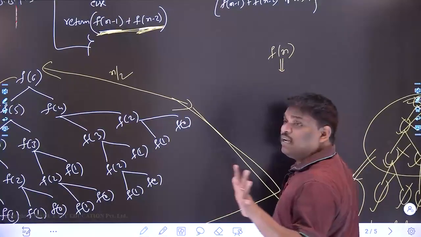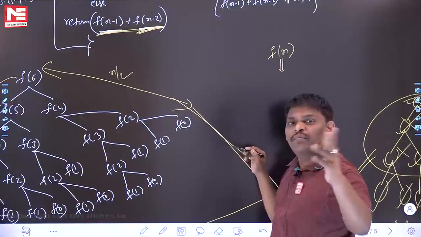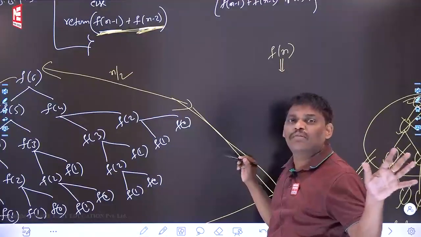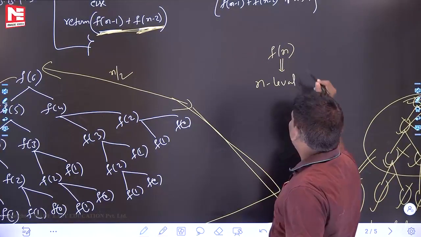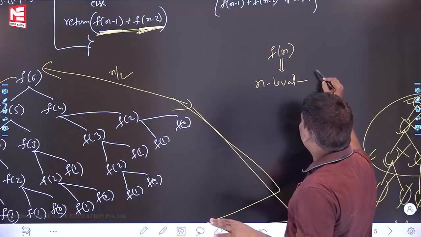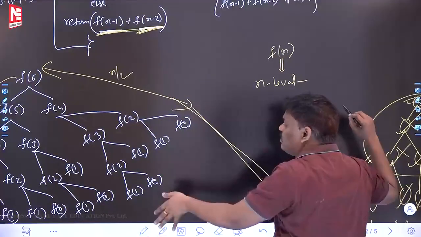Fibonacci of n will generate how many level tree? Left n levels, right n by 2, it's okay, but maximum levels you have to say. How many level tree? N level. N level tree you got. Fibonacci of n generated, n level. Binary tree or complete binary tree? Left n levels, right n by 2, it's okay. Maximum levels we are taking.